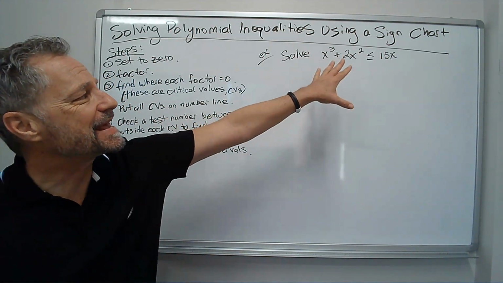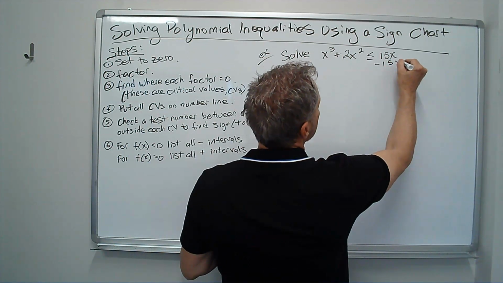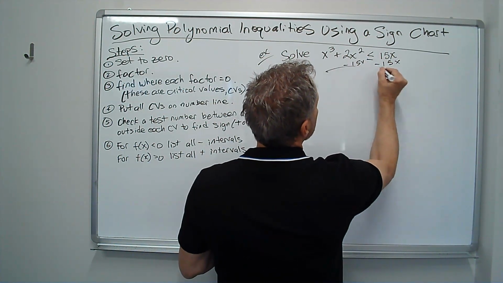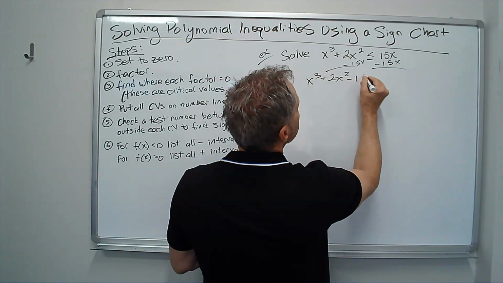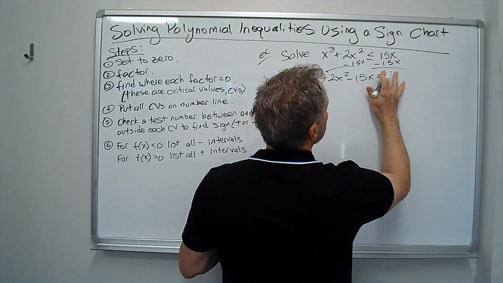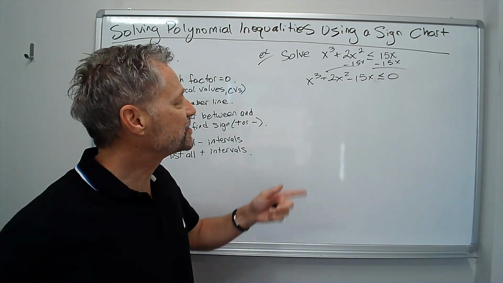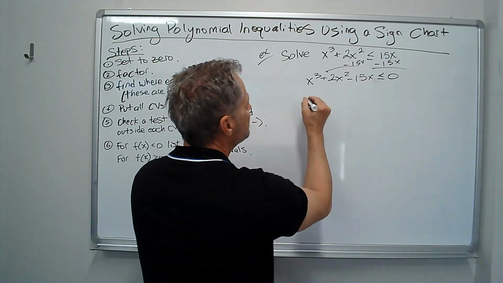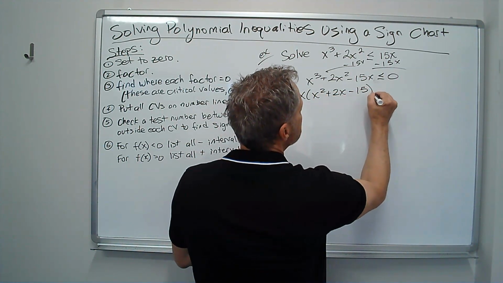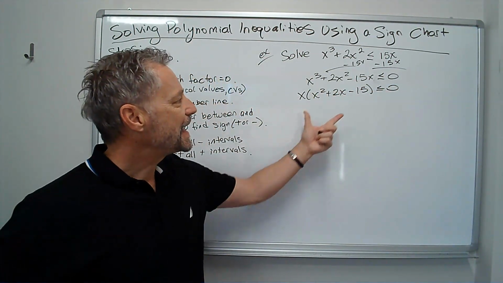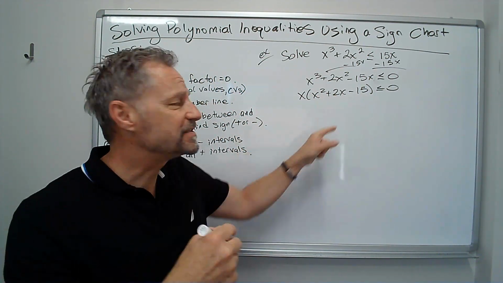So I've got this, and I notice I don't have 0 on one side. The first thing I'm going to do is subtract the 15x. So I get x cubed plus 2x squared minus 15x less than or equal to 0. Now I need to factor that out. I see they all have a common x, so I'll factor that out first. I get x times the quantity x squared plus 2x minus 15, less than or equal to 0. And this factors nicely: two numbers that multiply to negative 15 and add to 2 are positive 5 and negative 3.